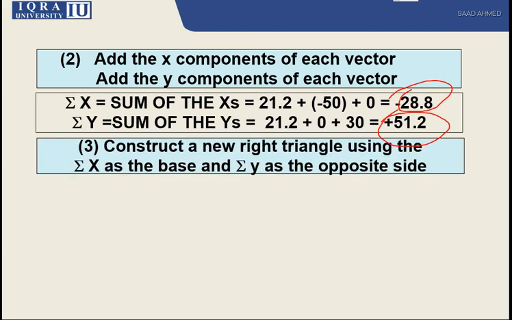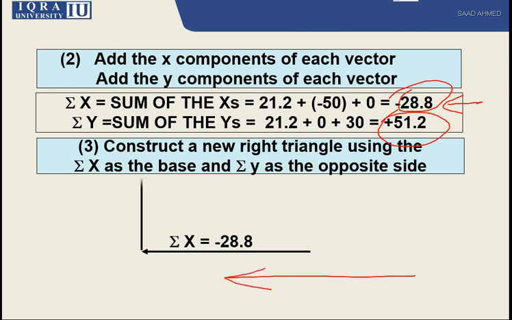Construct a new right triangle using summation x as the base and summation y as the opposite side. So simple. This is the x-axis. Because it was in the negative direction, that is why we are going from right to left. And then what we are doing is going to the opposite side, that is upward here, for the positive 51.2.